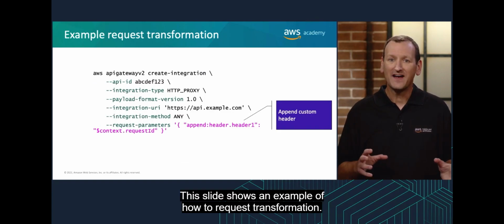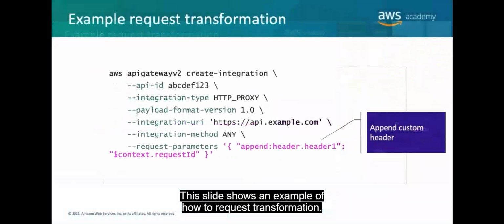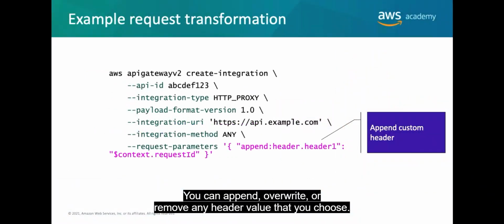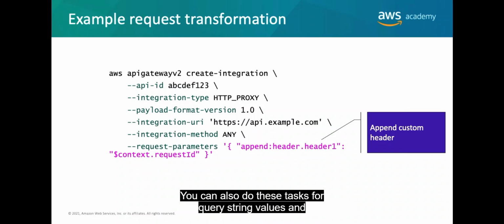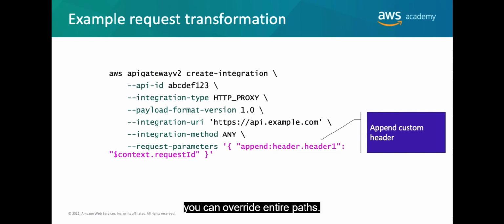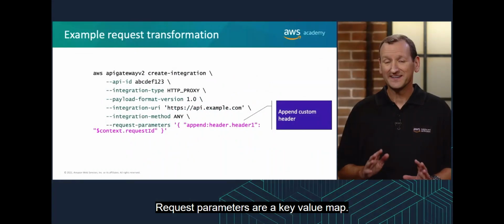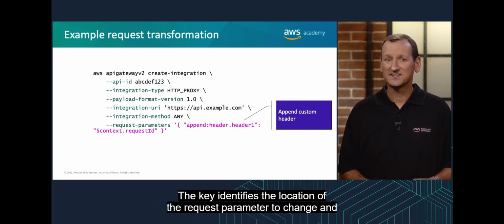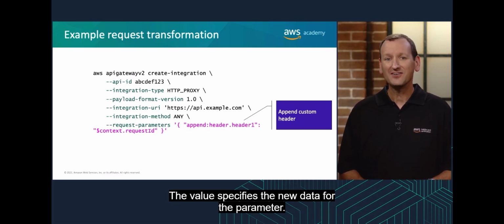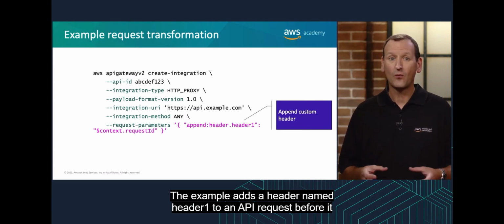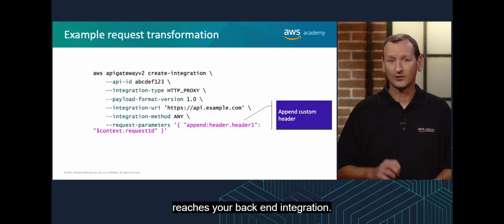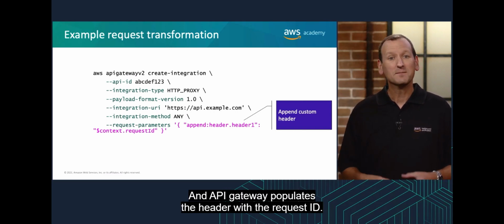This slide shows an example of a request transformation. You can append, overwrite, or remove any header value that you choose. You can also do these tasks for query string values, and you can override entire paths. Request parameters are a key-value map. The key identifies the location of the request parameter to change and how to change it. The value specifies the new data for the parameter. The example adds a header named header1 to an API request before it reaches your backend integration, and API Gateway populates the header with the request ID.